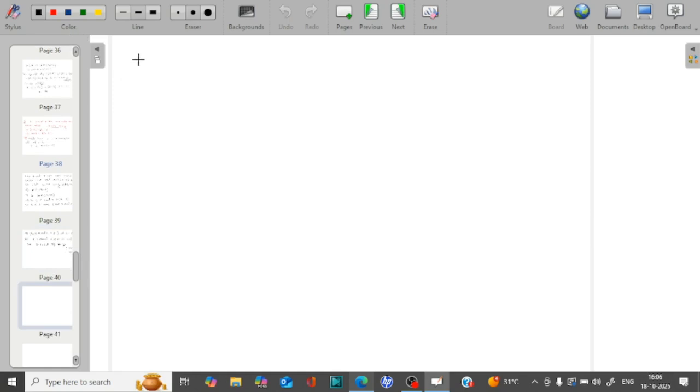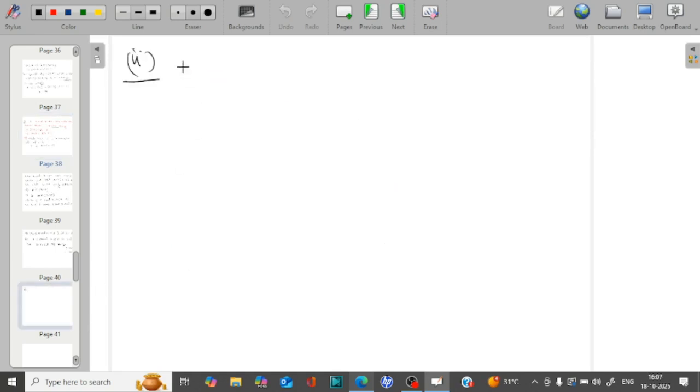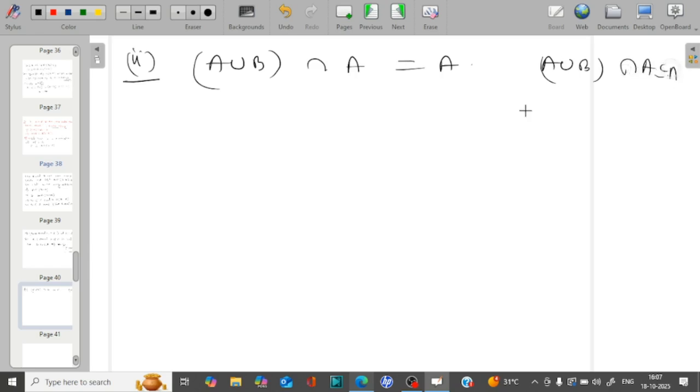Now question number 2. (A union B) intersection A is equal to A. So we have to prove that (A union B) intersection A is a subset of A and A is a subset of (A union B) intersection A. Okay, if we prove this, then we can say that (A union B) intersection A is equal to A.